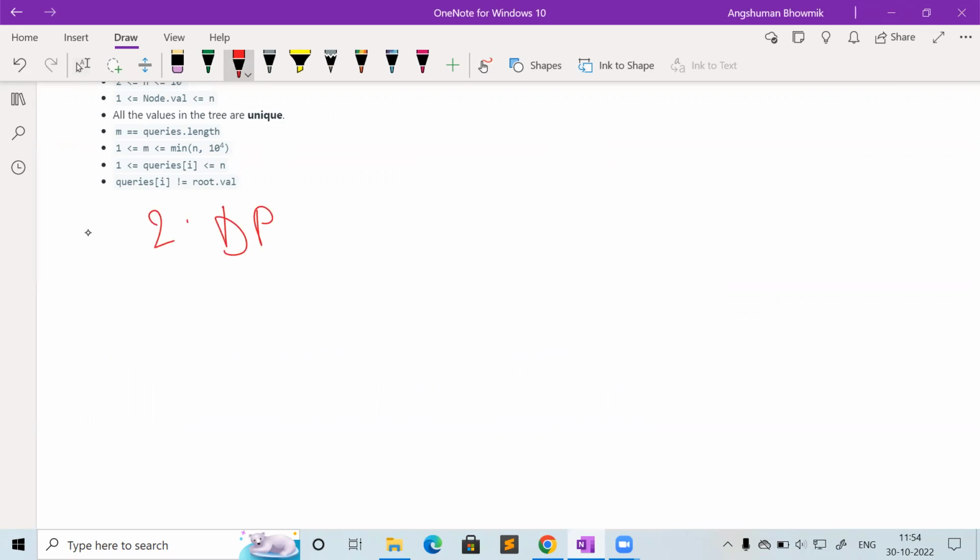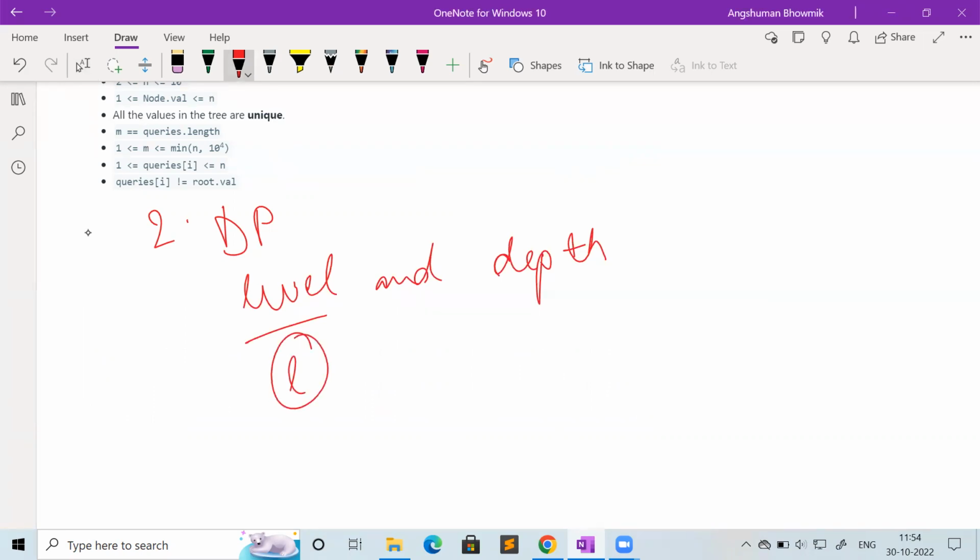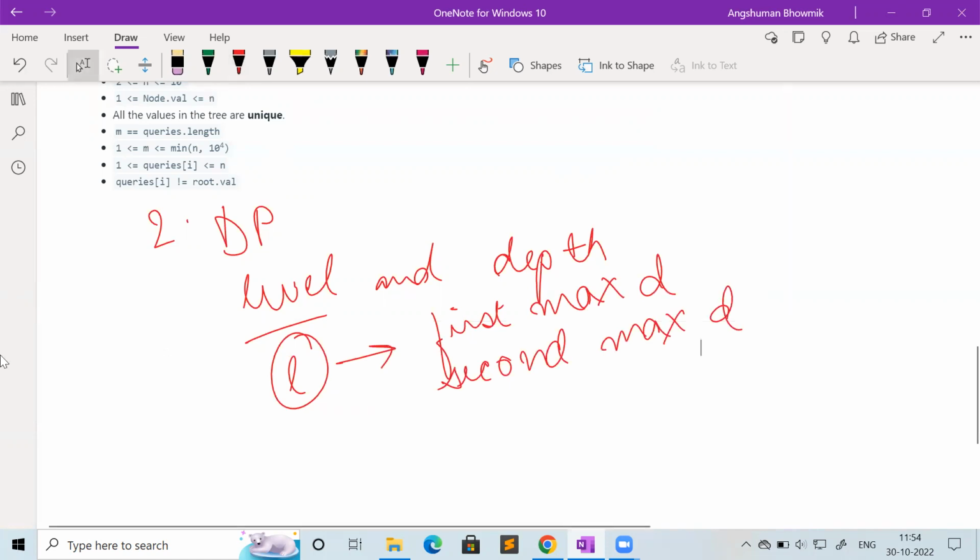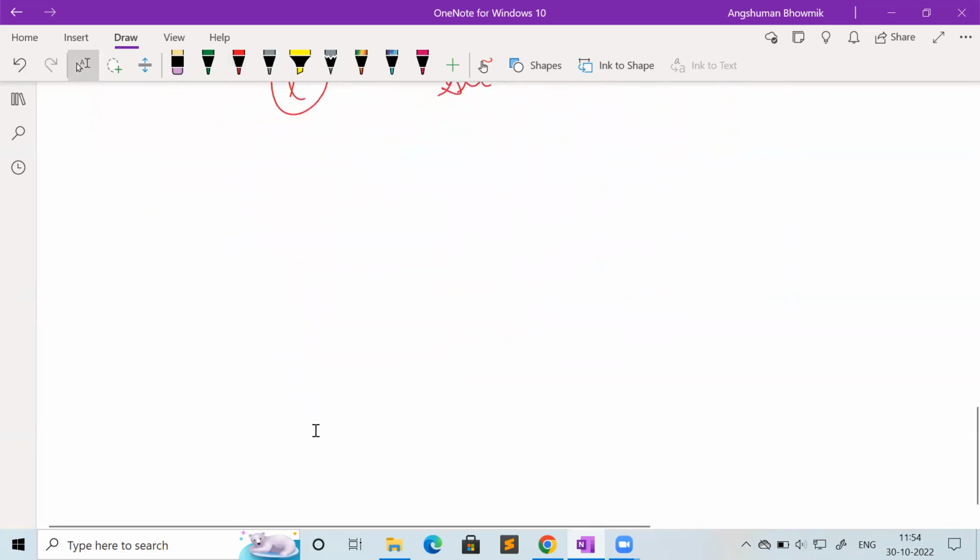So what we can do is we can compute the level and depth of each node. Along with that, we can compute for a particular level L, what is the first maximum depth and the second maximum depth for a particular level L. After we have computed these, let's see how we can get our answer.